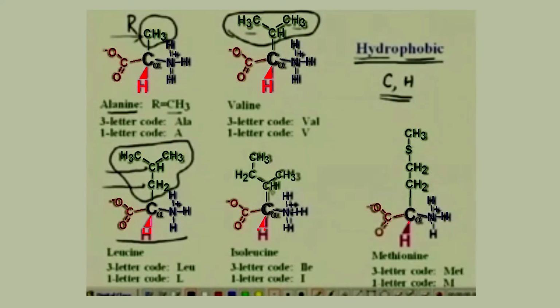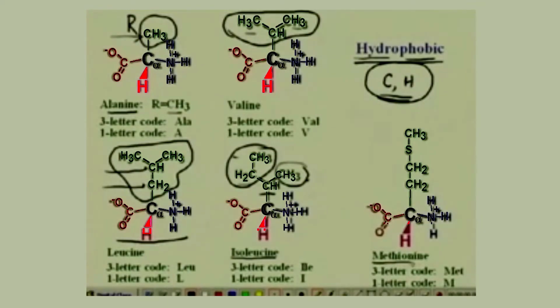If we look at isoleucine, we have CH, CH3, CH2, CH3. So, we have to the beta carbon one methyl group and one ethyl group attached to it. This is isoleucine. Now, if you look at all the side chains that have been circled here, they are comprised of carbon and hydrogen only, which make them hydrophobic in nature.